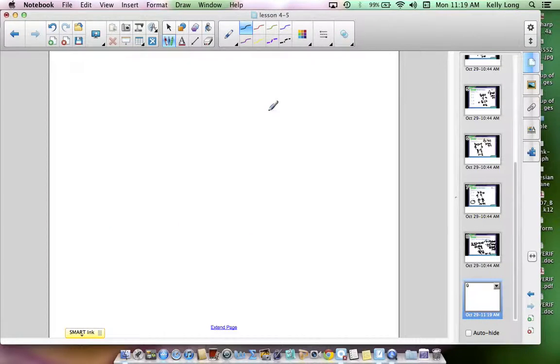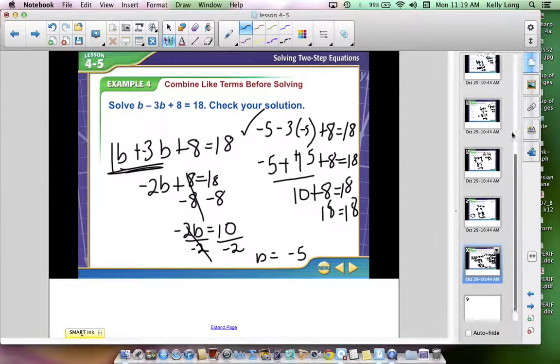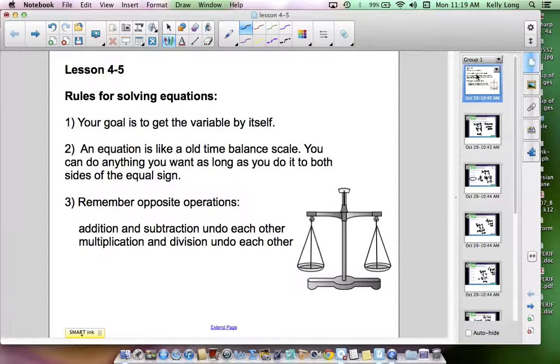Okay? All right, that was our last one for tonight. So again, going back like we've done in every one of these, it goes back to making sure that you are comfortable using these three things that I've given you. Get the variable by itself. Whatever you do to one side of the equation, do to the other. And remember your opposite operations.